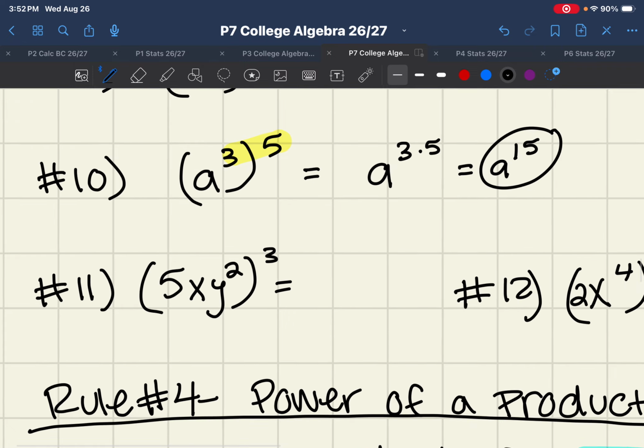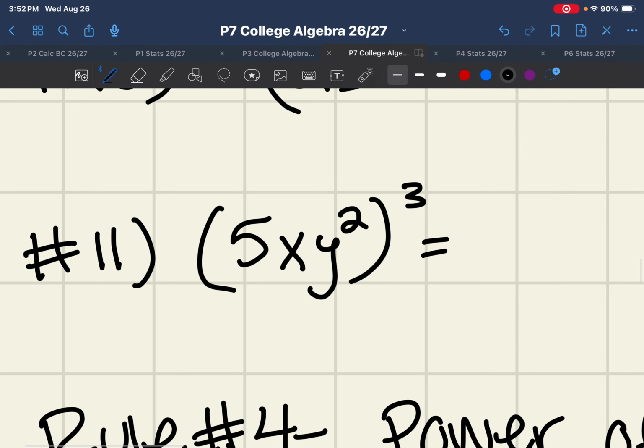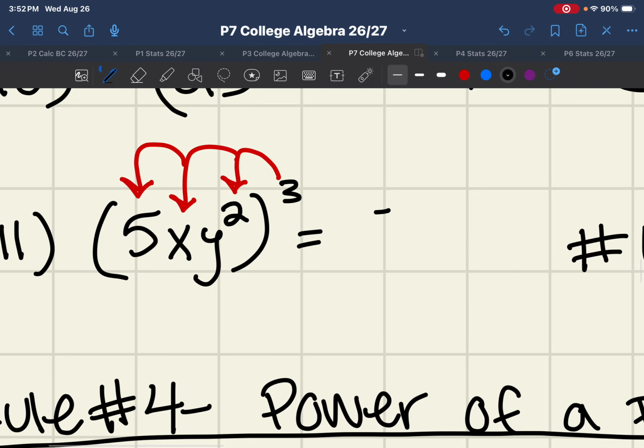Okay, now let's look at something a little bit more complicated. We have (5xy squared) to the power of 3. We need to make sure that this power gets distributed to every single component inside of that parentheses. So really, if I was to rewrite this out, this is now 5 cubed, x to the 1 times 3, because remember, if we don't see anything, there's a 1 there.